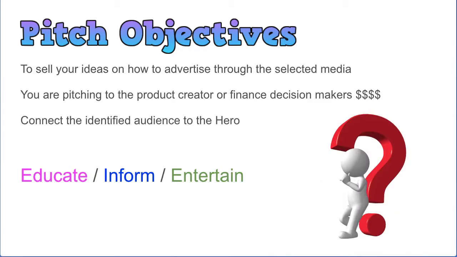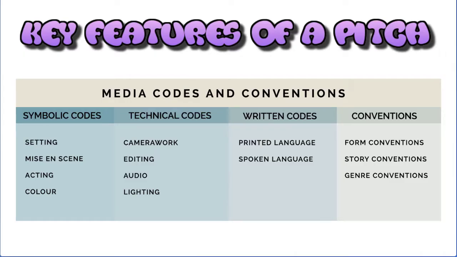And when you create a pitch, you're either going to educate them, inform them, or entertain them. And this will help you connect your audience to the product, to the hero. Now, there's some key features of a pitch, and they come from the media codes and conventions. And we have symbolic codes, technical codes, written codes, and conventions. These four areas need to be considered when creating a pitch for the hero.